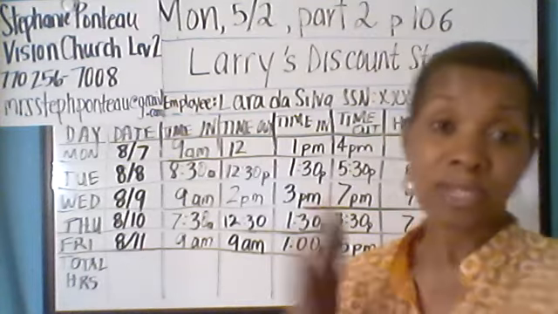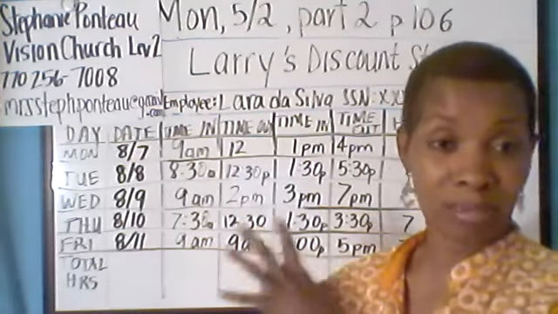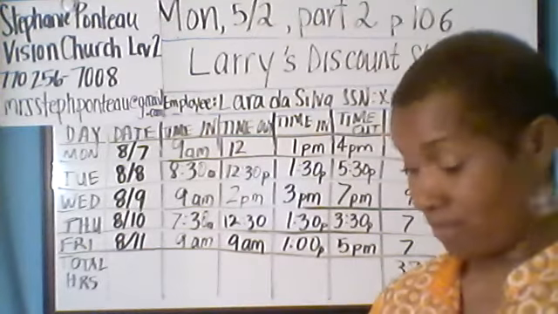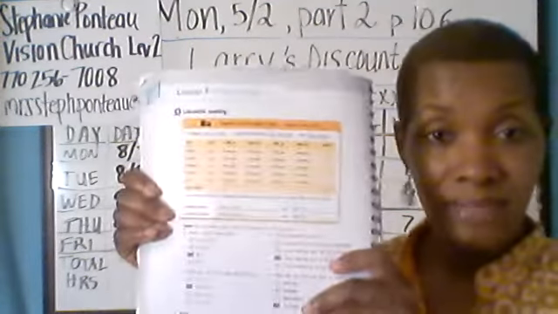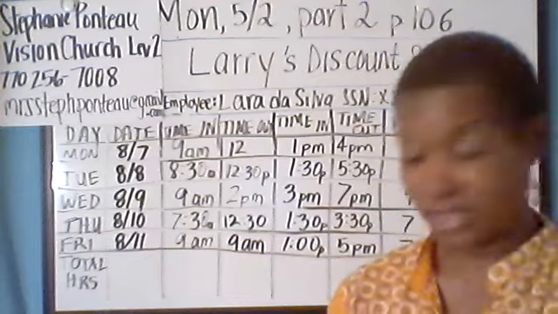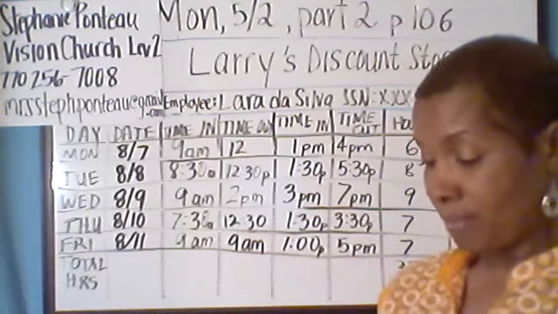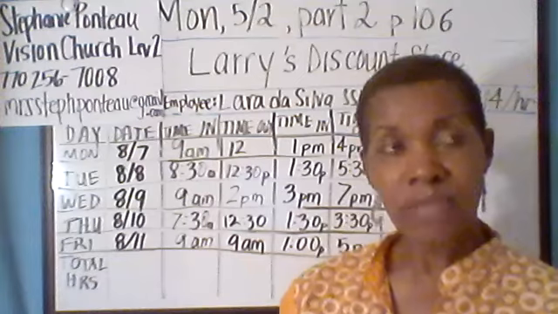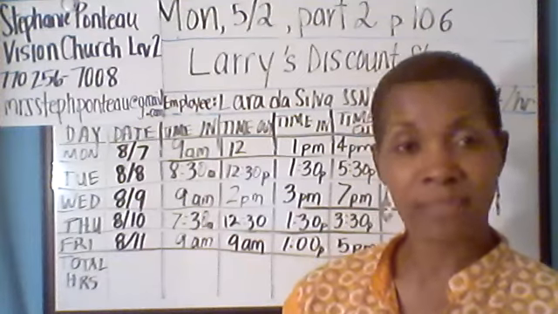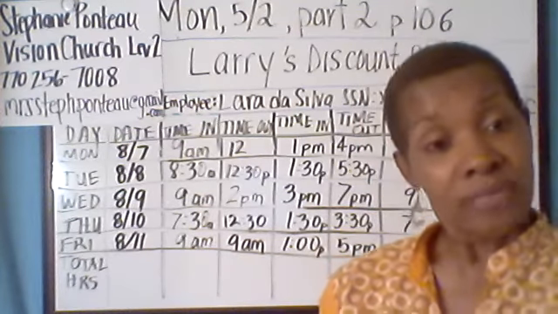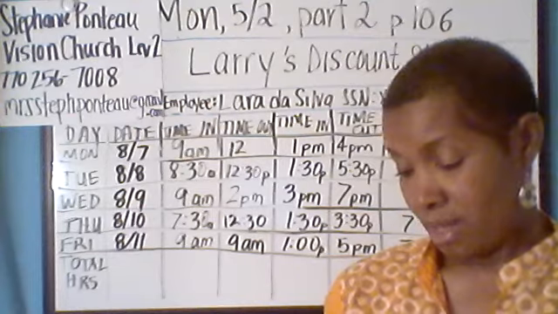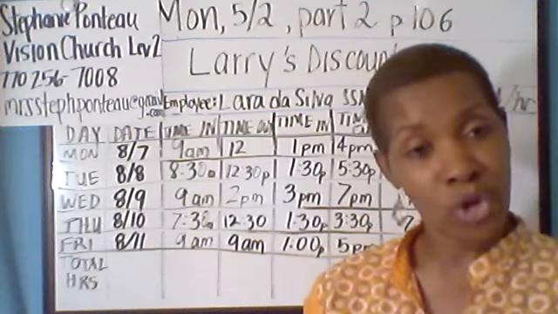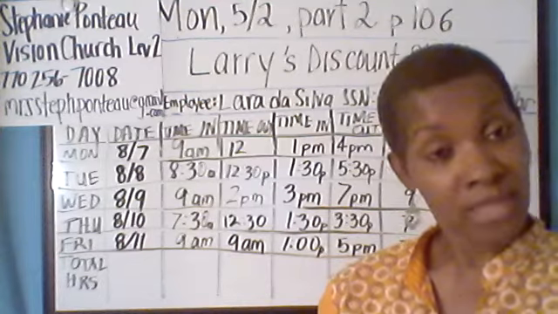Okay, so today this is what we're working with, this busy screen, and this is my version of the timesheet that you have in your book on page 106. Okay, so if you are not working a job outside the home right now, think about the last job that you had. Think about how many hours you worked a week. How does your employer know how many hours you actually worked?